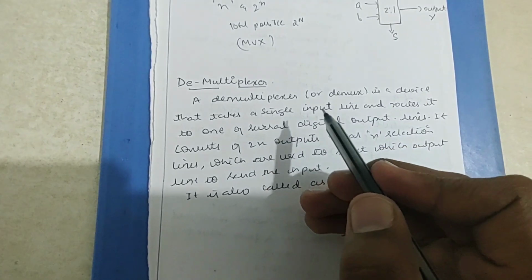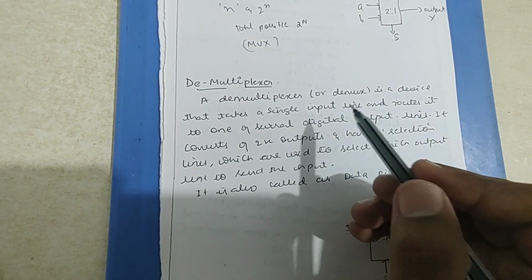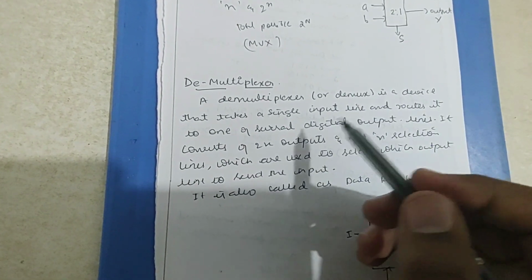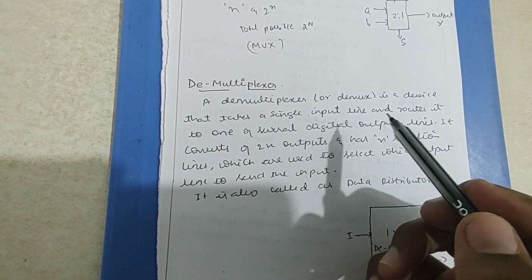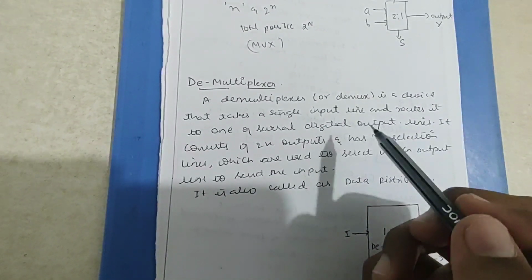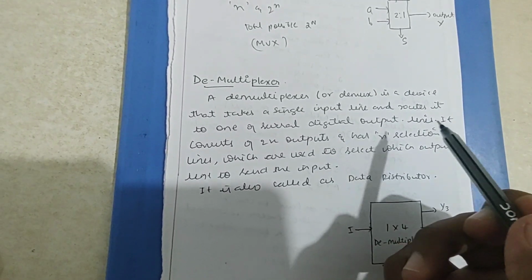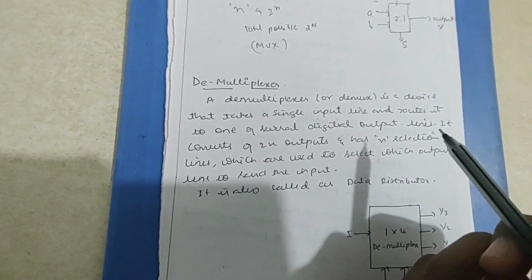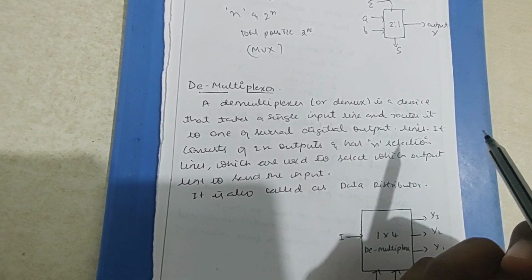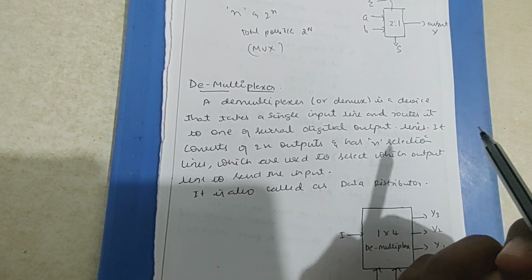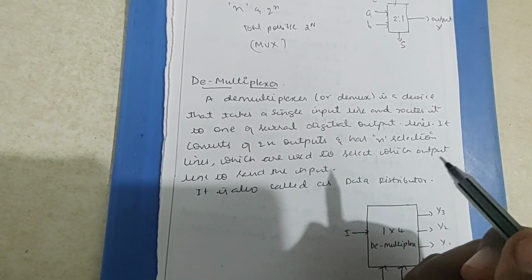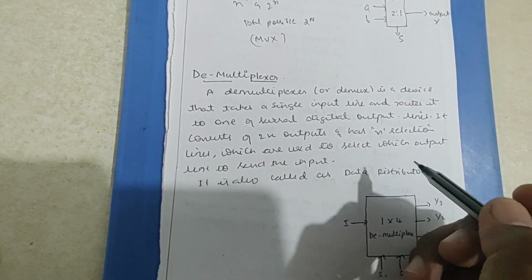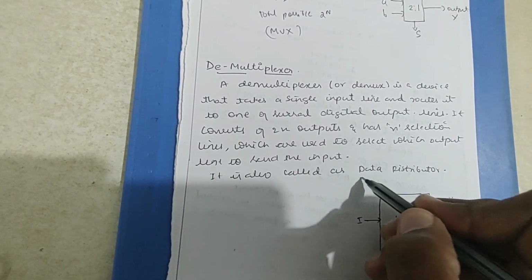Here, the demultiplexer can also be called a demux. It is a device that takes a single input line and routes it to one of several digital output lines. It consists of n outputs and has n selection lines, which are used to select the line to which the input is sent. A demultiplexer can also be called a data distributor.